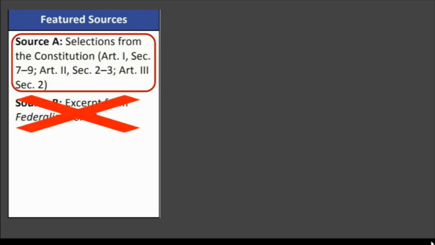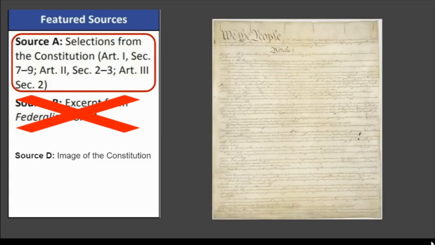I did not feel like I needed that excerpt from the Federalist Papers for the purpose of my class this year. And then I added an image of the Constitution because I wanted them to focus in on the fact that it begins with "We the People" and compare Firm League of Friendship with "We the People."